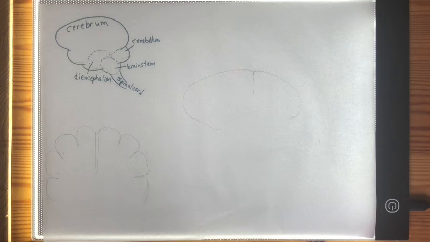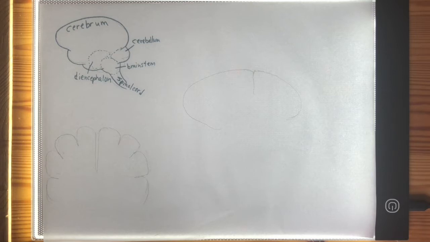There are a number of well-known structures within the diencephalon. Although you may not have heard the word diencephalon before, you may have heard of the thalamus, the hypothalamus, the epithalamus, the pineal gland. These are all parts of our diencephalon, along with a number of other structures as well. So the diencephalon is actually a number of different parts.